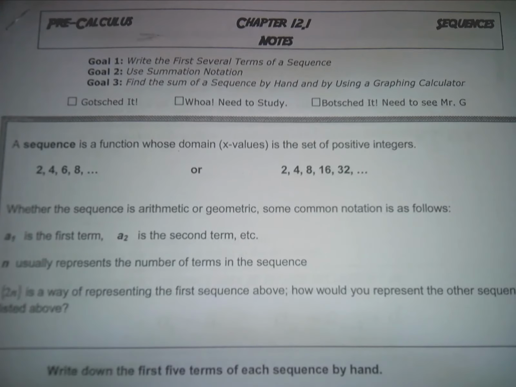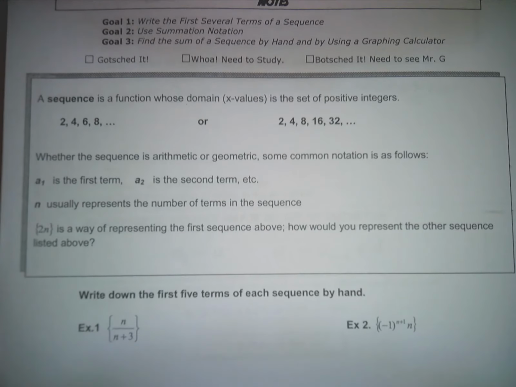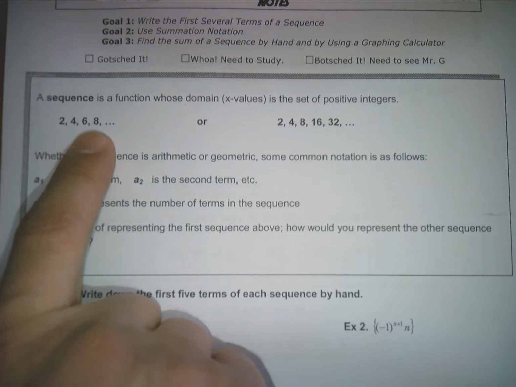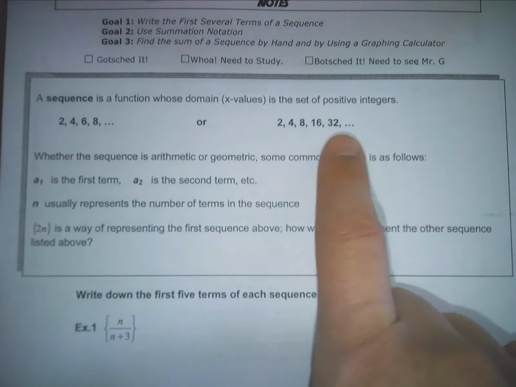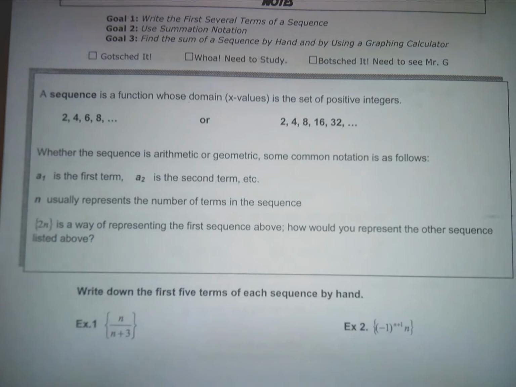All right, so it says here a sequence is a function whose domain, which is the x values, is the set of positive integers. So for example, 1, 2, 3, 4, 5, okay? The sequences that I have here, this is an example of a sequence. It's 2, 4, 6, 8. Who do we appreciate? Here's another sequence, 2, 4, 16, 32, dot, dot, dot. Okay? Now, usually there's a pattern in the sequence, and sometimes we're going to ask you to find the pattern, okay? Sometimes we don't. We'll talk about that in a little bit.